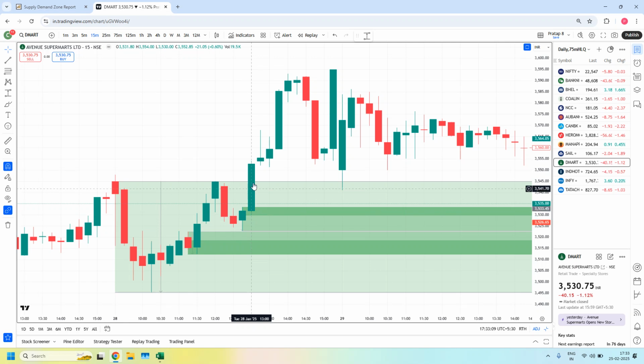Drop, base, rally. This is the first 15-minute zone, the recent one. And the first one that was created, this rally, base, rally. Rally, this also I consider as rally, rally, base, rally. Okay, both these 15-minute zones again fine-tuned with the 5-minute time frame.